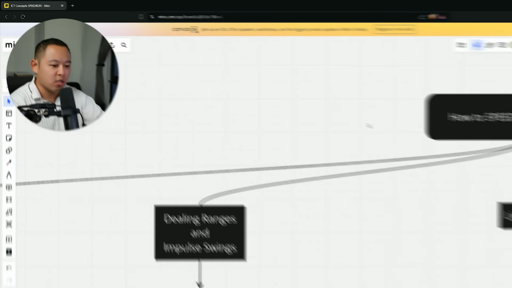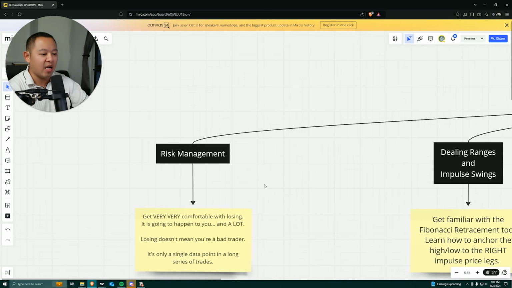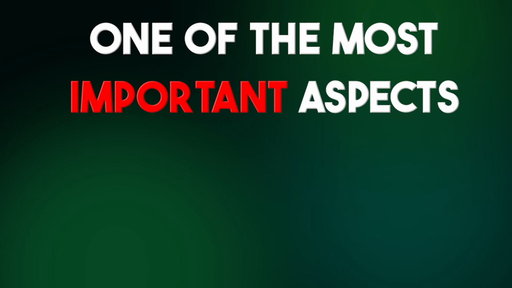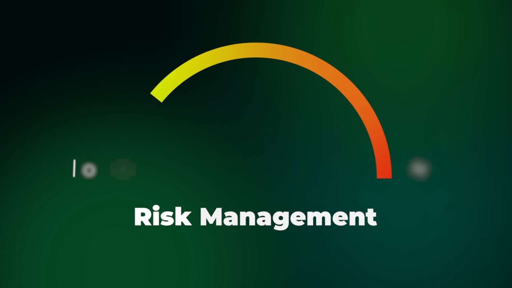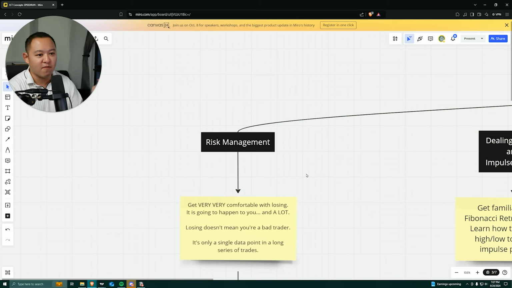So the first thing that I'm going to talk about, which I believe is, in my opinion, one of the most important aspects to proper trading, is going to be your risk management. Because if you can't survive in the markets, you are going to have a very bad time. If you cannot find a way to keep your account alive and stay alive in the markets, you will not even get to the point where you're actually learning. So that is the biggest thing.